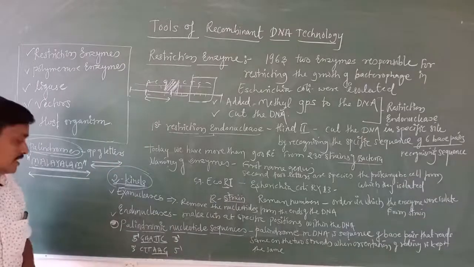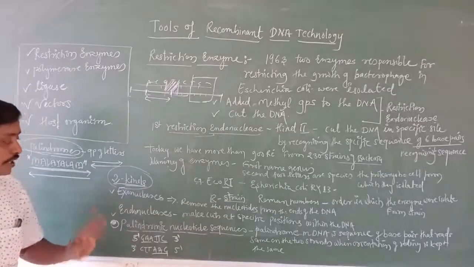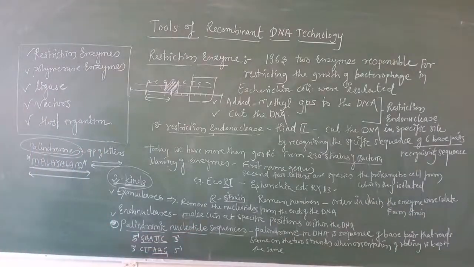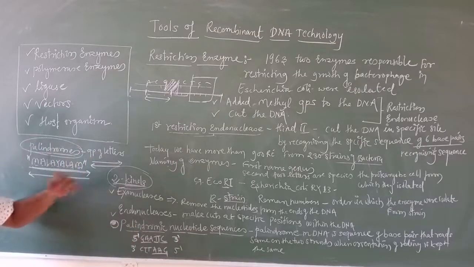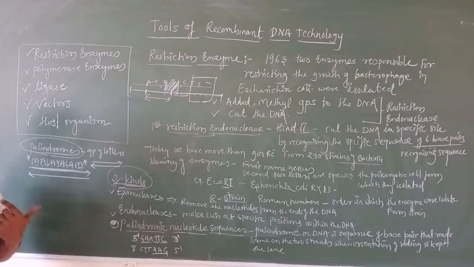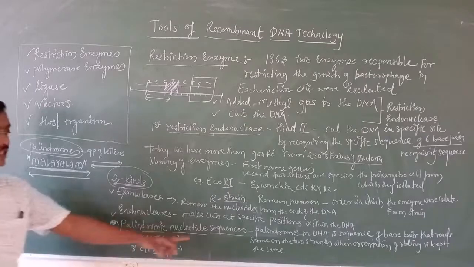Then we will discuss the palindromic nucleotide sequence. What is a palindrome? A group of letters that, when we read from left to right or right to left, from one end to the other end and then back from the other end to the first end, the letters are the same and the meaning is also the same. For example, Malayalam; we used to write these things in the exam.